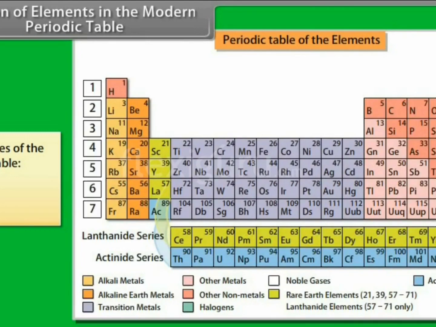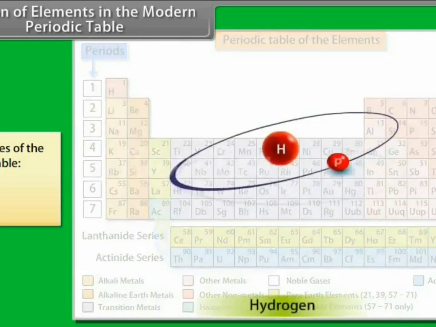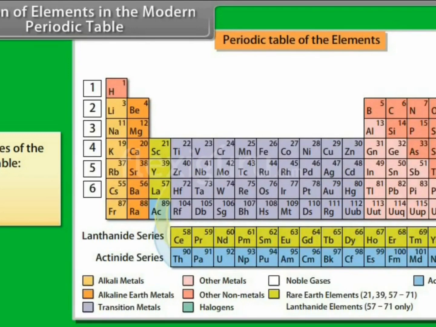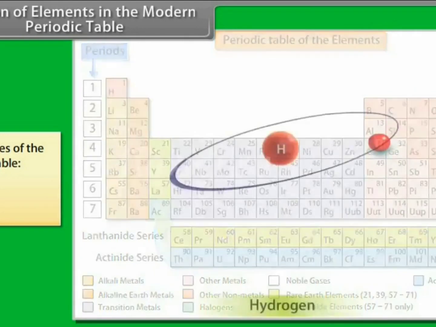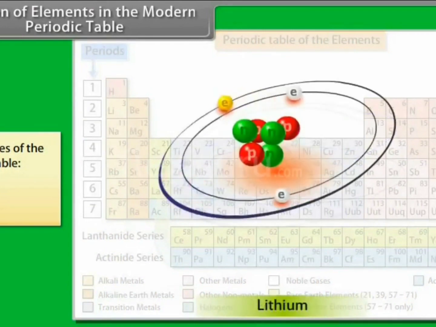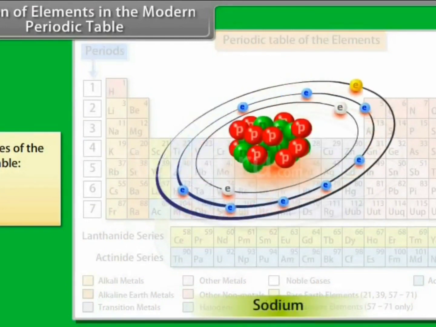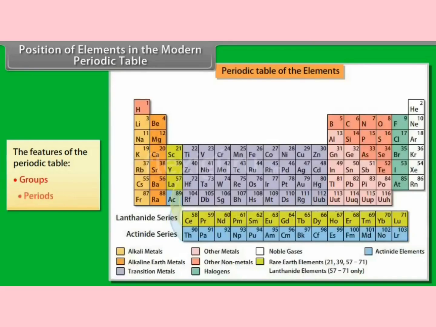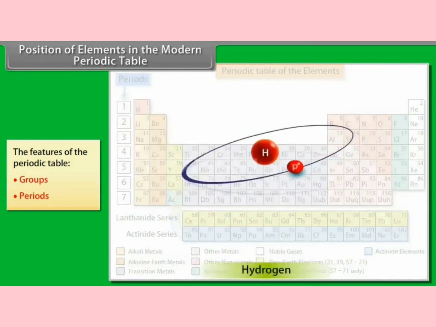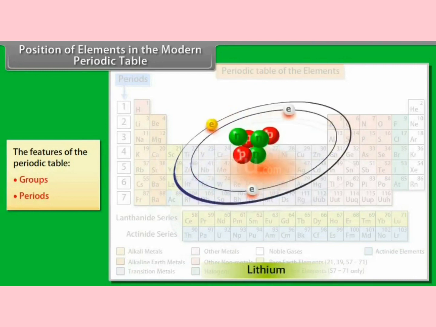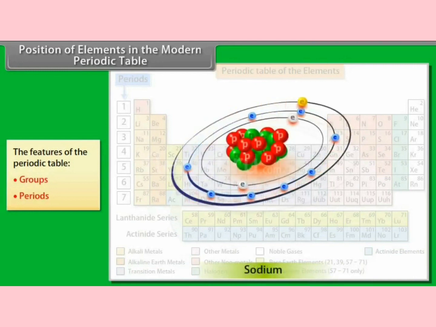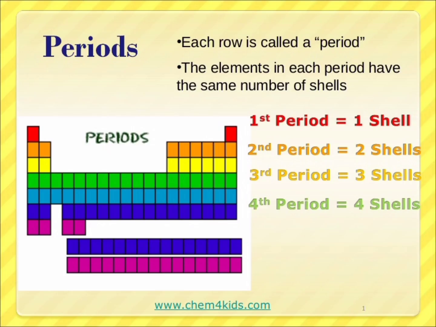The 7 rows in the periodic table are called periods. In each period, a different number of shells is present. The period number is the number of shells present in an atom. For example, the elements belonging to the first period have only one shell. We know that only hydrogen and helium have one shell present in the atom, so they belong to the first period. Then when you consider the second period, these elements contain 2 shells. Then third period, 3 shells, fourth period, 4 shells, and so on.